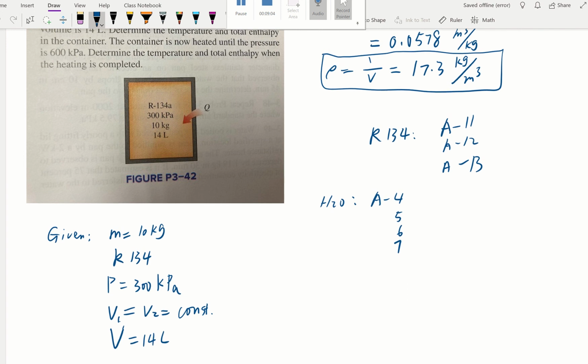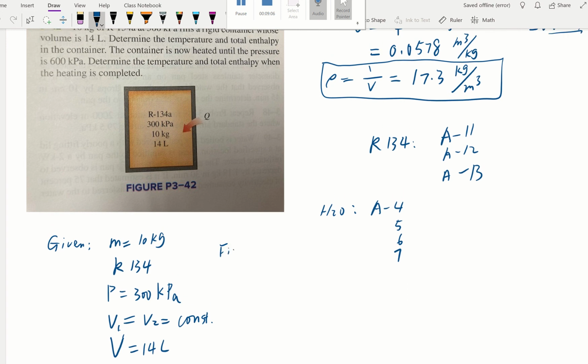So they want us to find the temperature, T, and also the total enthalpy. So it's going to be big H, not specific enthalpy. Then they also said the container is now heated until the pressure is 600 kilopascal. So now you see this problem has a different layer. It has a process, has a path, right? This process allows us to get from state 1 to state 2.